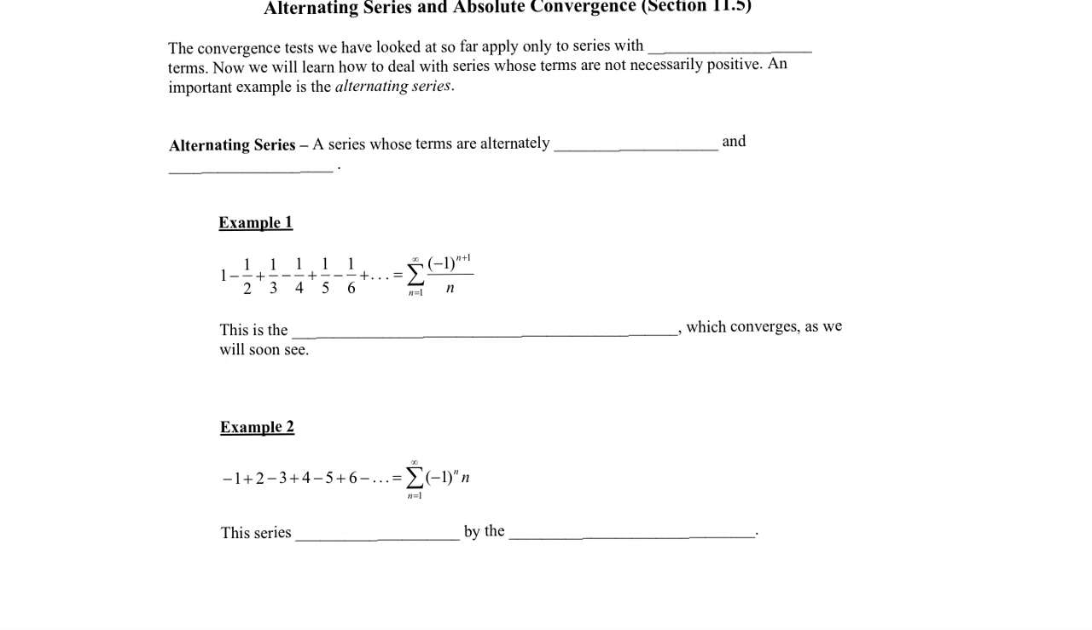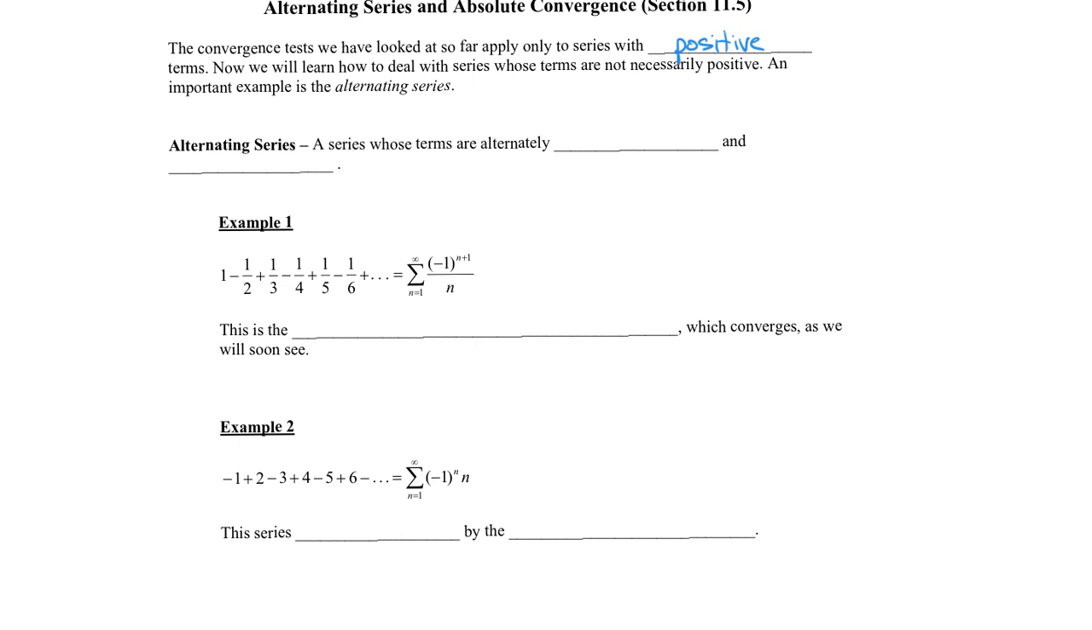Hello there, calculus fans, and welcome to section 11.5, where we talk about alternating series and absolute convergence. So the convergence tests we've looked at so far apply only to series with positive terms. Now we're going to learn how to deal with series whose terms are not necessarily positive. And an important example of this is the alternating series.